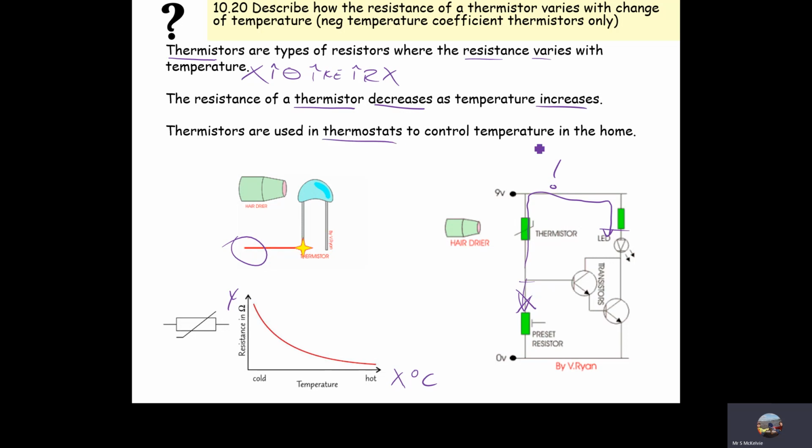We can use thermistors in thermostats to control temperature in the home. Or even if you've used a hairdryer and you've used it for too long, sometimes it just shuts off. Or any kind of a heater. That's because it's getting to unsafe levels, and it's probably because of a heating effect in the thermistor. Now, it's really important that you remember what this graph looks like, because you could be asked to sketch it. So cold at the origin, and then hot up here later on, and it's this sloping shape.